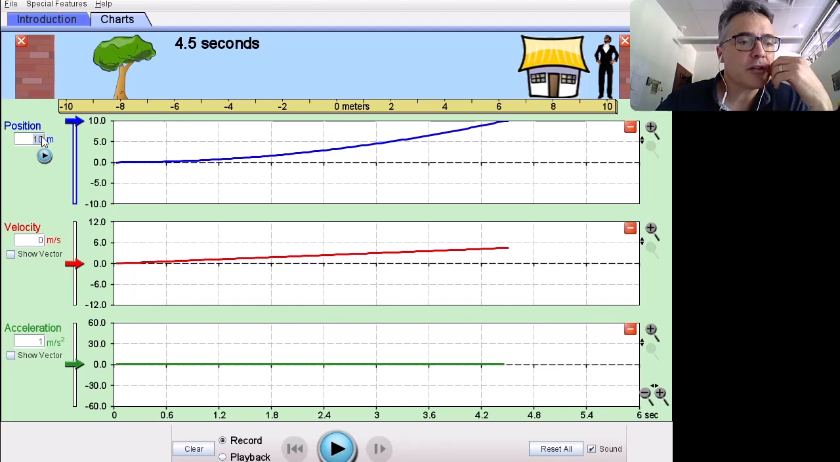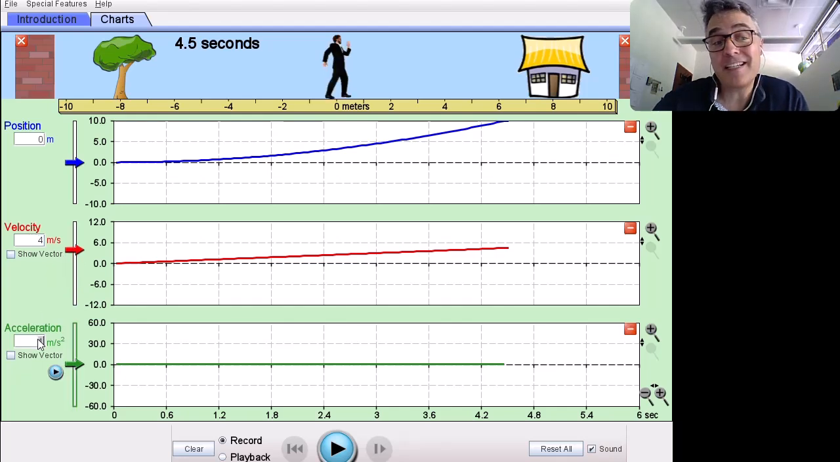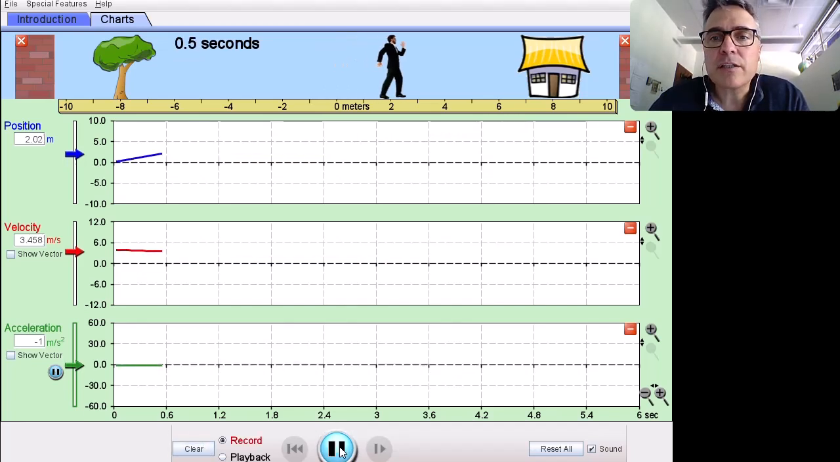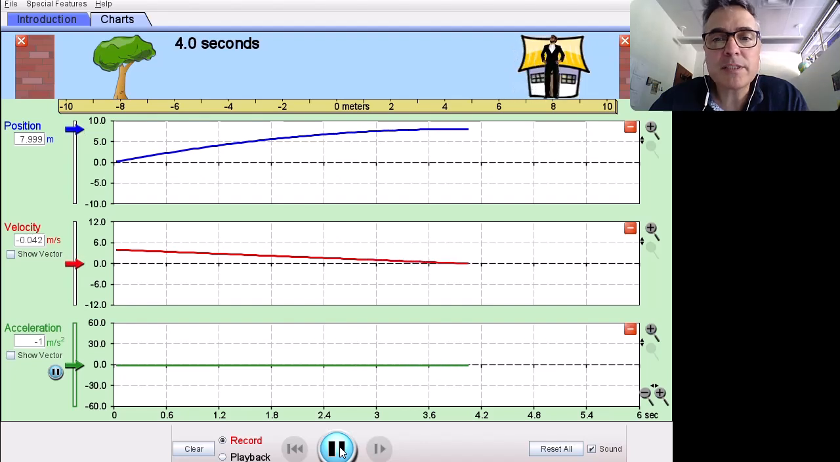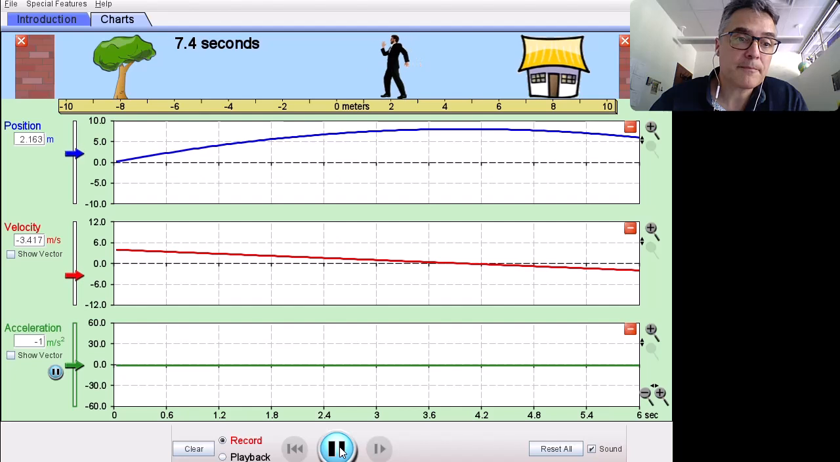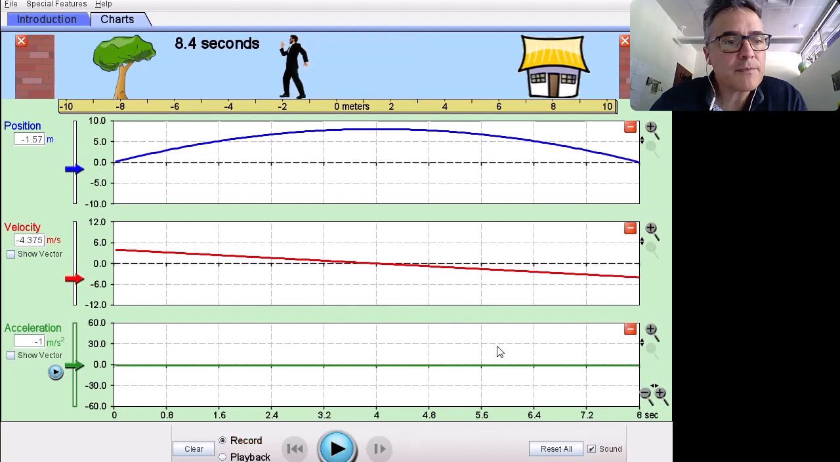Let's start him again at 0 position. Let's give him a positive velocity of 4 meters per second and a negative acceleration of 1 meter per second squared. So he's slowing down. At first, he slows down, reaches a maximum position, then he's speeding up, but going to the left. So let's stop him at 8 seconds and take a look at the graphs.